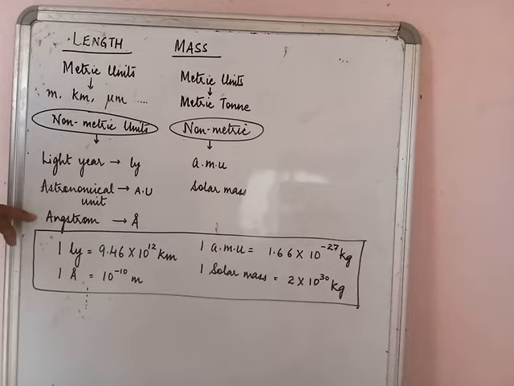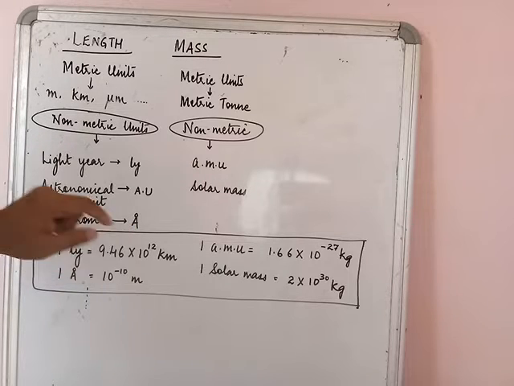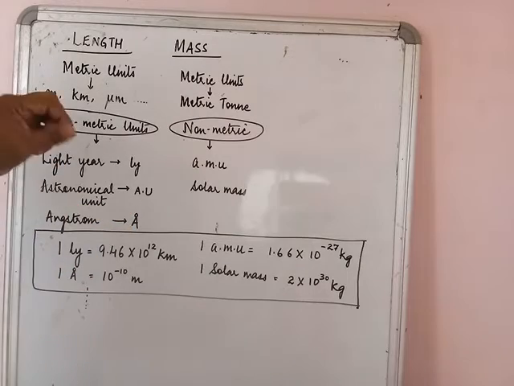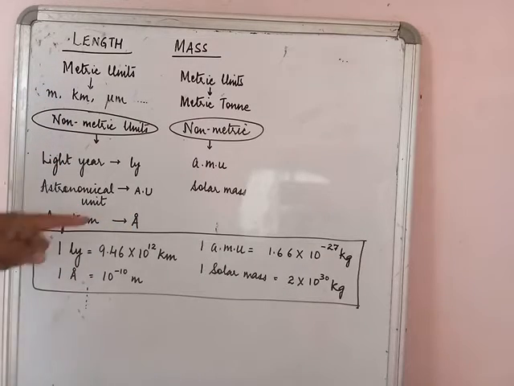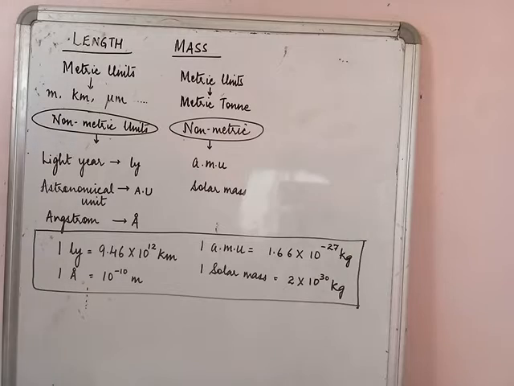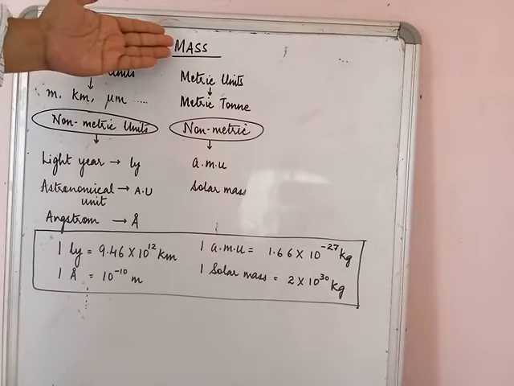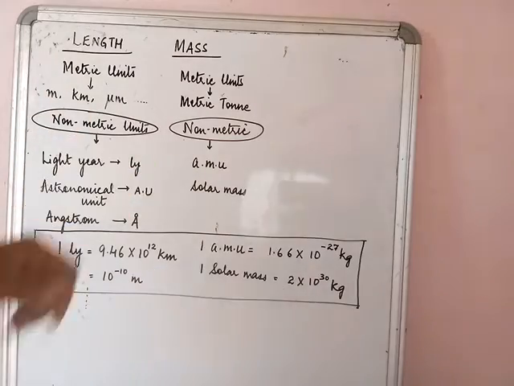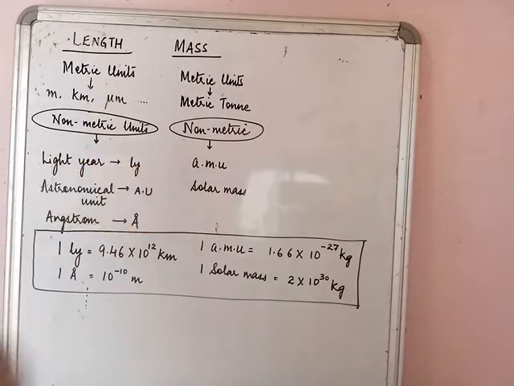Then we also have the angstrom. This is one of the very important ones that is very often used. Angstrom is represented with the symbol of a capital A with a small hollow circle at the top. Similarly, in terms of mass, you also have the non-metric units of mass, like AMU and then the solar mass.